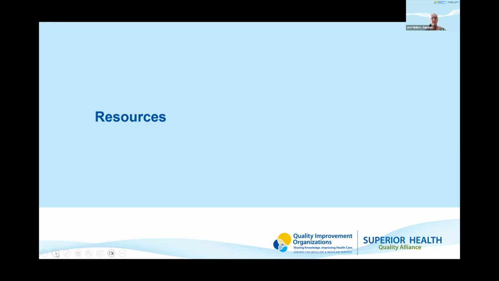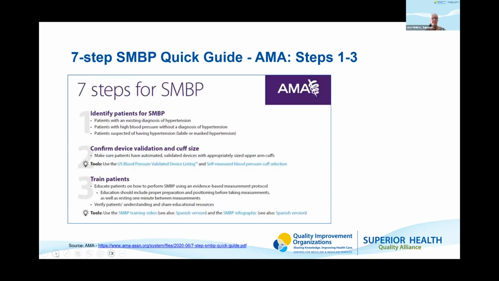So next we're going to talk about all the different resources that are available to you. Some of these we've probably, like I said, discussed in previous sessions, but some of them might be new to you today. And I'm going to actually try to show you some of these. Hopefully I won't lose my connection as I'm trying to click on some of these links and bring them up so that we can actually look at them. So the first one we have here is AMA's 7-step SMBP quick guide. I'm just going to click on the link here so you can take a look at it.